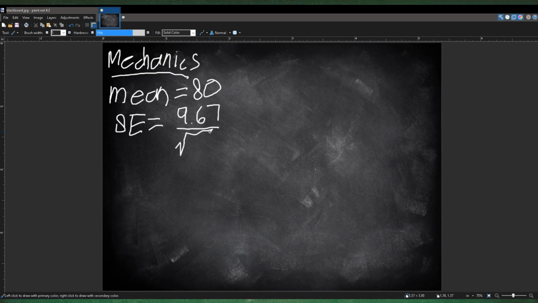So n is 40. So that is equal to 9.67 divided by the square root of 40, which is approximately equal to 1.53.